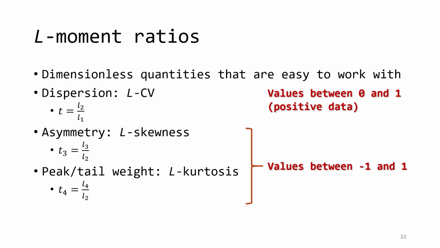Asymmetry is summarized with L skewness, which is the ratio of L3 to L2. It has values between -1 and +1 with the same convention as product moments. Negative values indicate a left-skewed sample, and positive values indicate a right-skewed sample. Peak and tail weight is summarized with L kurtosis, which is the ratio of L4 to L2. It also has values of -1 to +1, with the convention that the uniform distribution has an L kurtosis of 0.